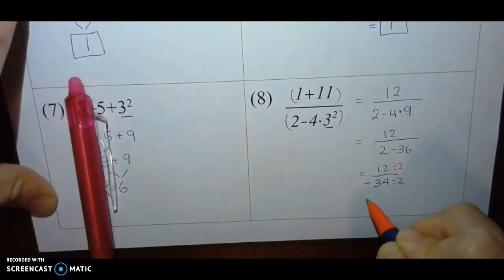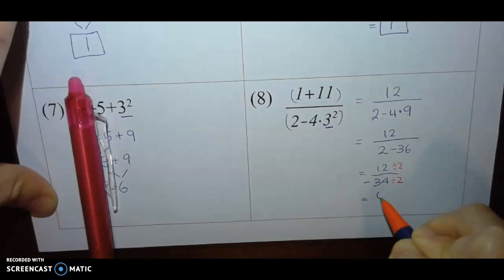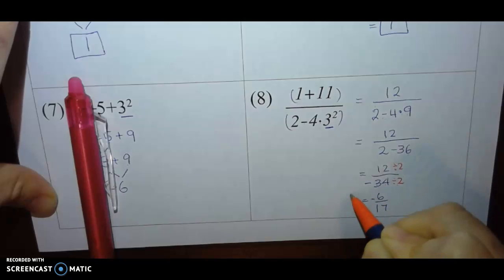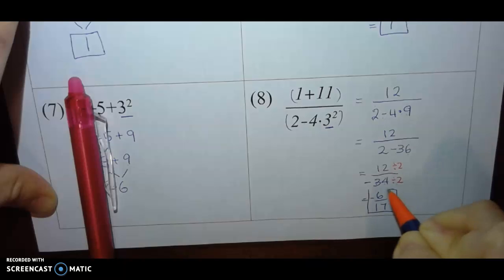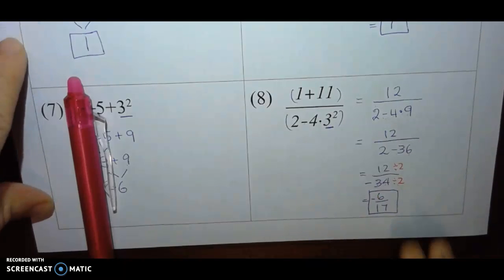So what's 12 divided by 2? That's 6. What's 34 divided by 2? That's actually 17. And don't forget the negative sign here. So the answer is negative 6 over 17. So I hope you got that.